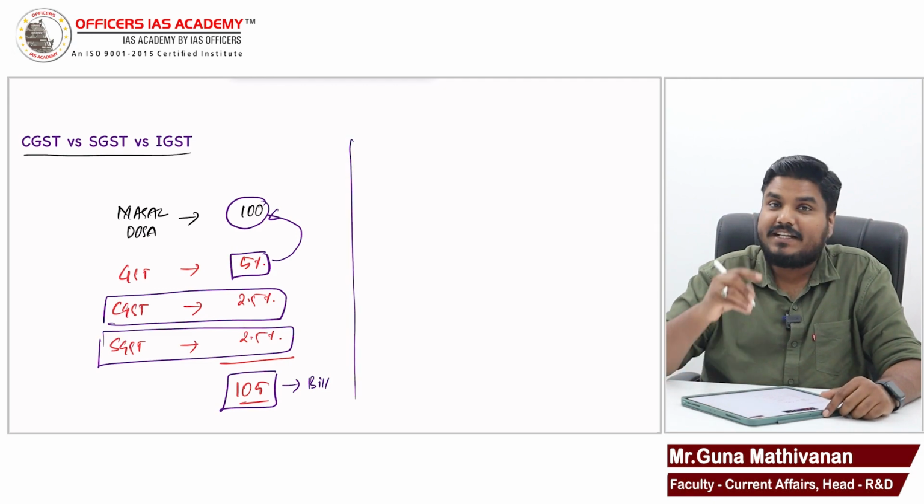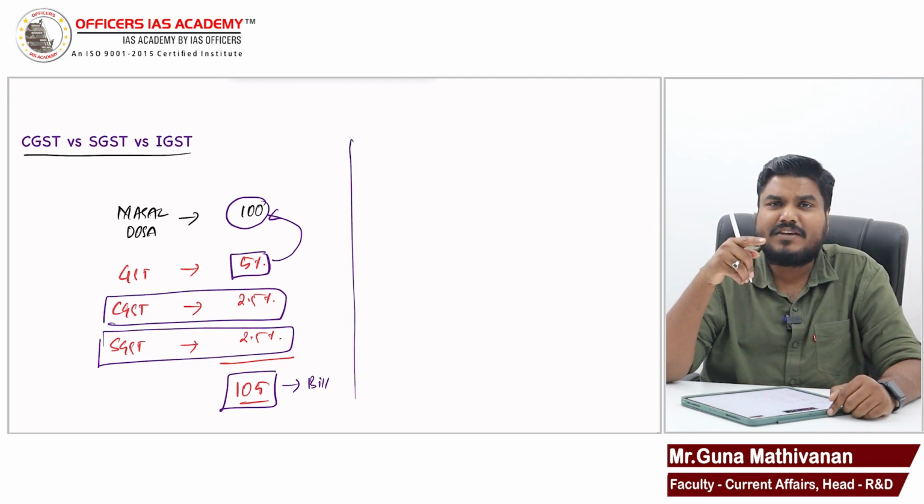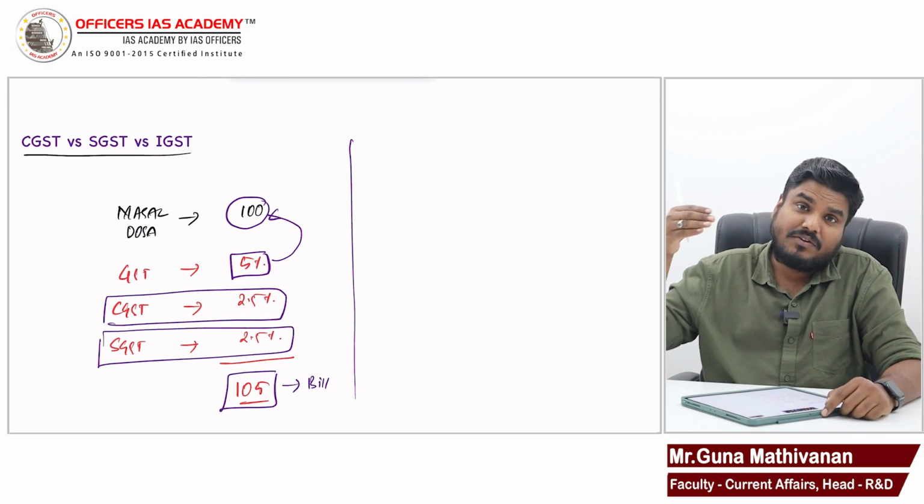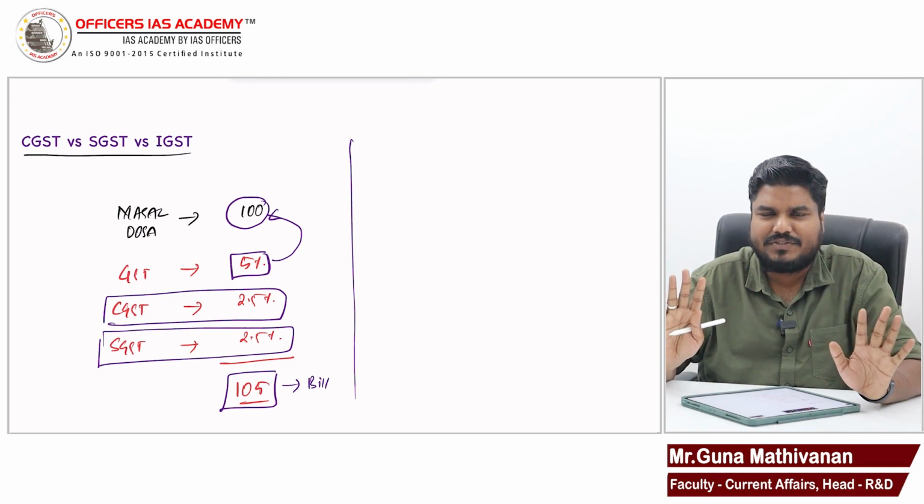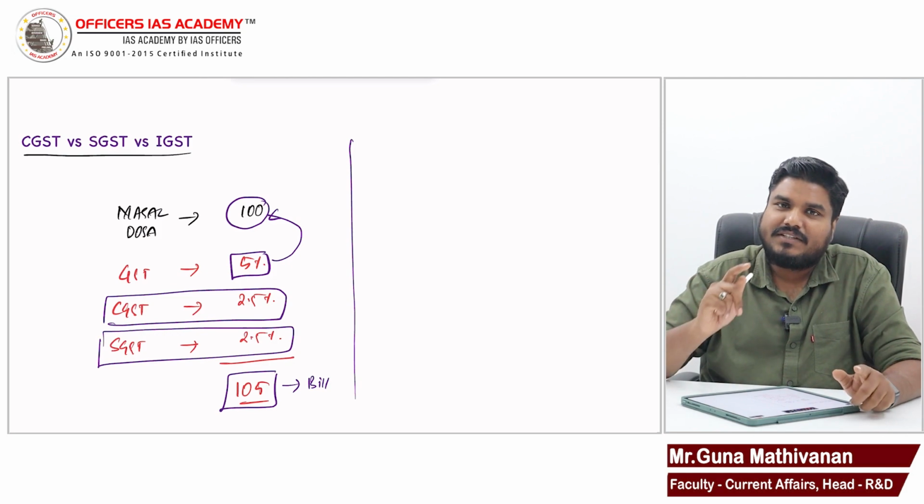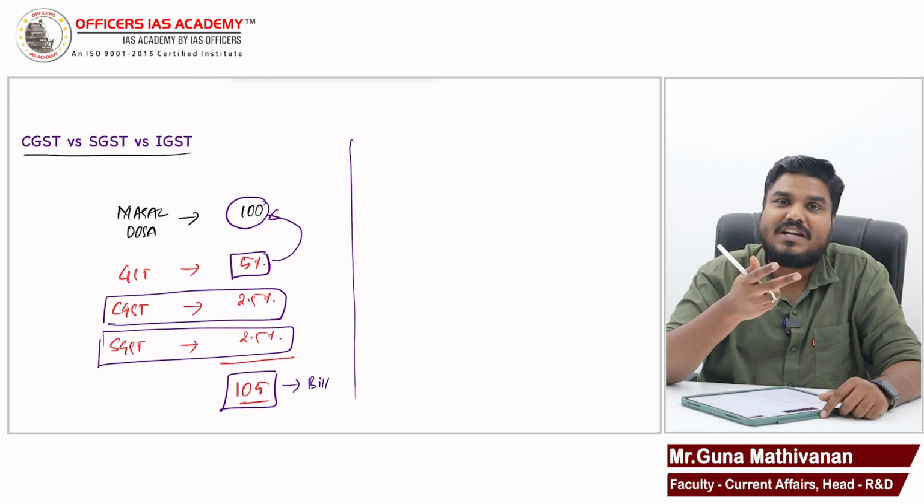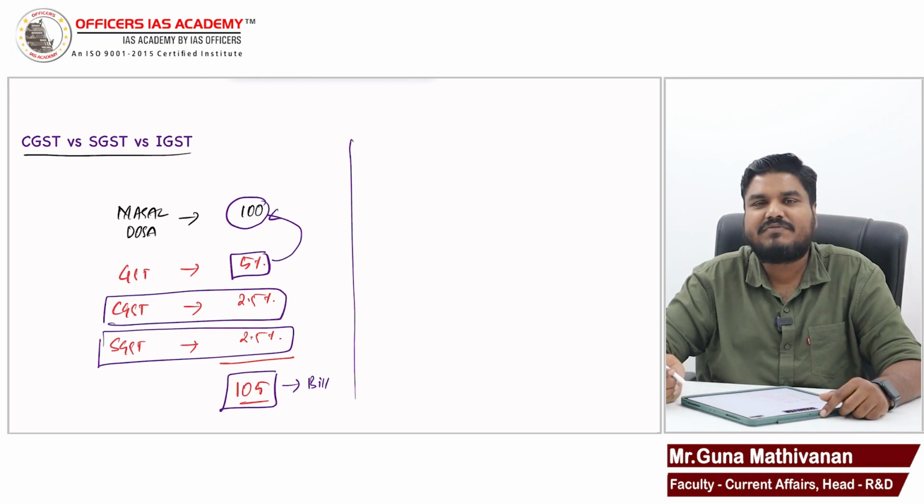We know that GST is a taxation reform which was introduced through a constitutional amendment in 2016, right? 101st Constitutional Amendment 2016. But GST came into force in July 2017. So this GST is a reform introduced through a constitutional amendment. What reform? Which we have discussed in the previous videos.